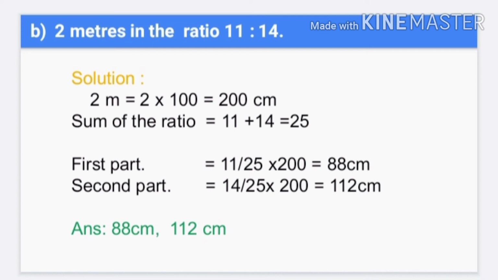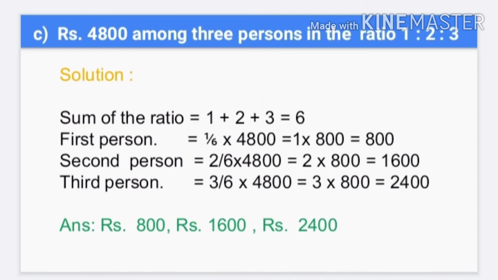Second part, take consequent and divide by sum of the ratio. So 14 by 25 into 200. Cancel 25 and 200. 25 8s are 200. Equal to 14 into 8 equal to 112. 200 centimeter divided in the ratio 11 is to 14 is 88 centimeter and 112 centimeter.